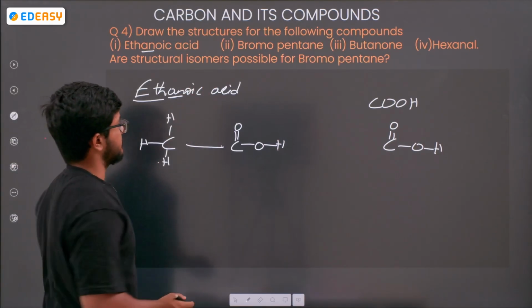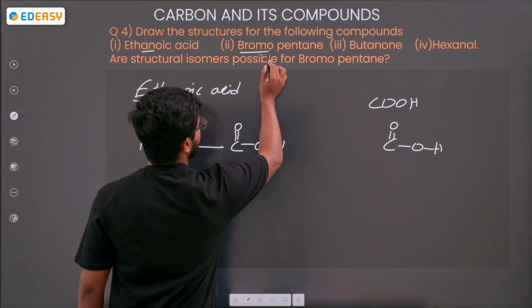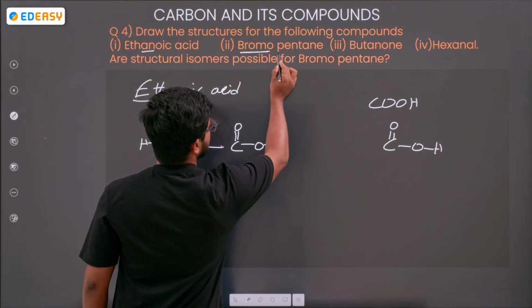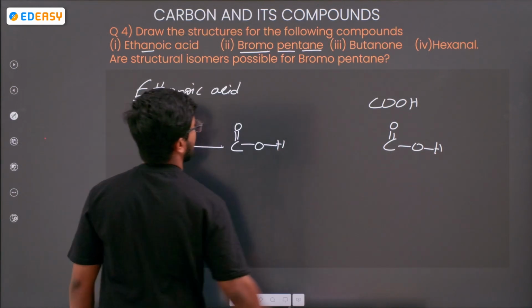Next is bromopentane. In bromopentane, bromo is the prefix, pent is the root word, and ane is the primary suffix.